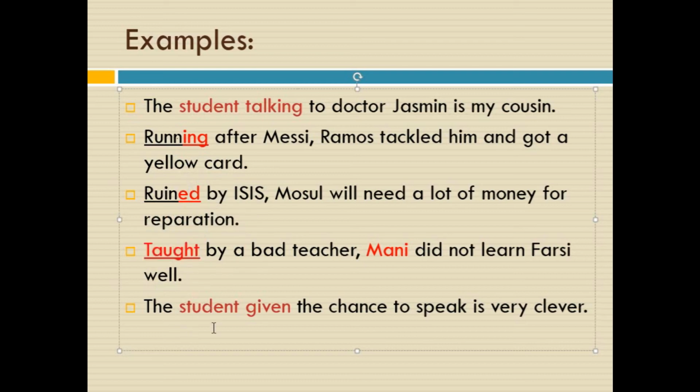My last example is also in the middle of a sentence, right? So the student, we have a verb. The verb has taken the -ed form, the past participle form. The student, given the chance to speak, is very clever, right? In this case, I'm describing a student as very clever. And "given" describes the noun student, right? I'm saying "given," not "giving," the chance, because the student is an object of the verb give. Somebody else gave the chance to the student to talk.